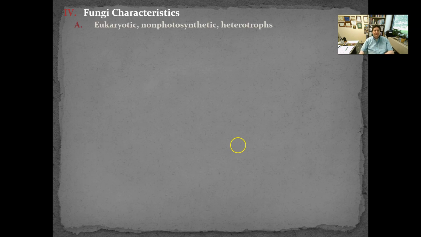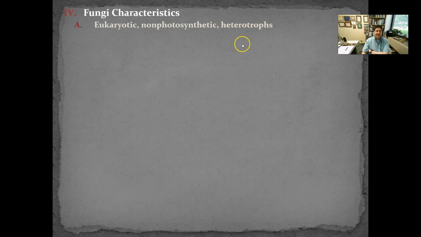Now let's shift gears a little bit to fungi, okay? Fungi can best be described as eukaryotic, non-photosynthetic heterotrophs. Now remember what you've learned. Eukaryotic, they're composed of more advanced cells, cells with a nucleus, cells with organelles that have membranes around them. They can be single or multicellular. They're non-photosynthetic, which means they can't make their own food. And if they can't make their own food, they're a heterotroph, which means they have to eat other things.